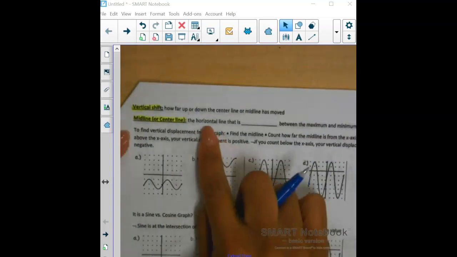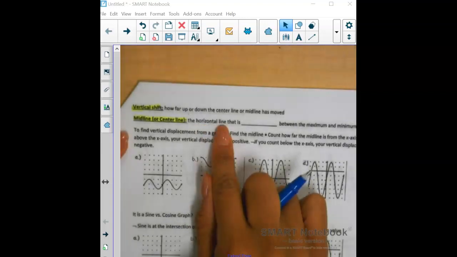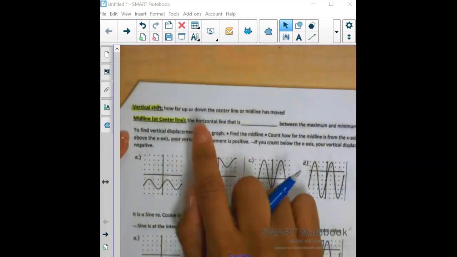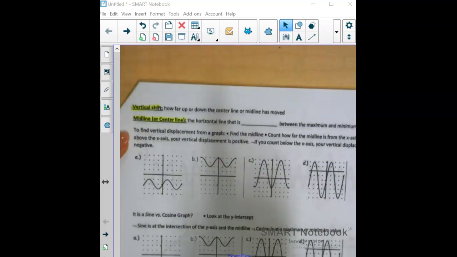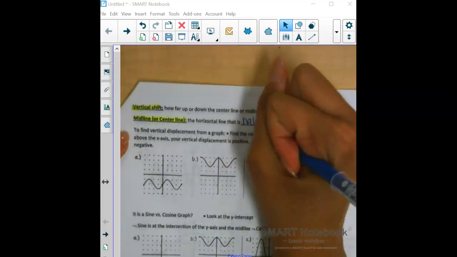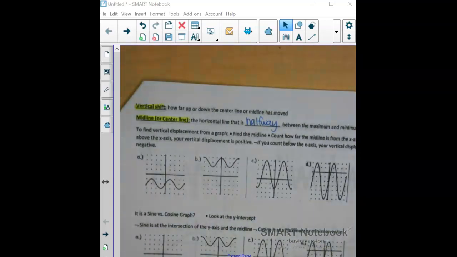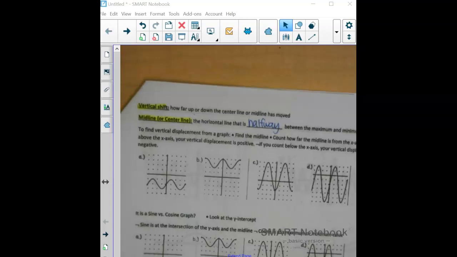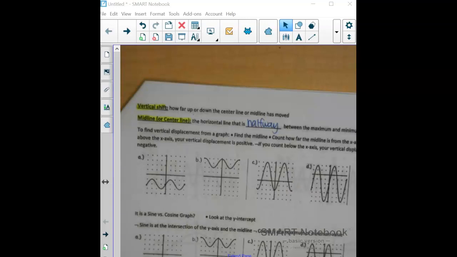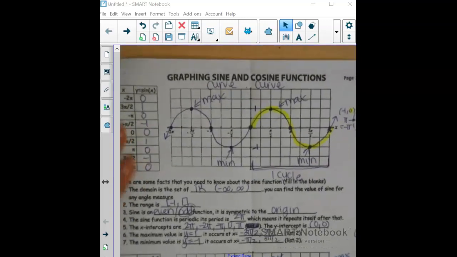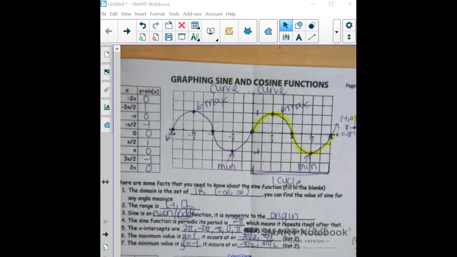It's a horizontal line, the center line or midline. In order to calculate that line, you need to go halfway between your maximum and minimum values. So your midline is exactly halfway between your maximum and minimum values. Before we do any of these four questions, flip back to the first page and let's find the midline for your sine and cosine parent function.